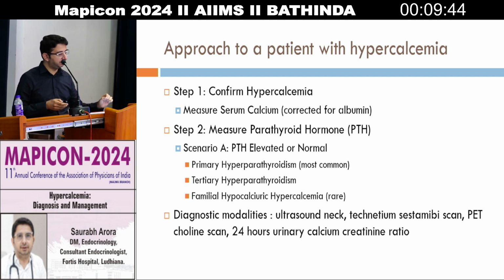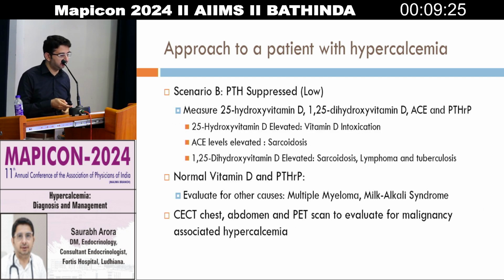But in familial hypocalciuric hypercalcemia, the calcium level will be mildly raised, up to 11 or 11.5, and the patient will have a history of long-standing hypercalcemia. If you have a calcium level of 13 or 14, FHH is out. It's primary hyperparathyroidism. We need not even go for the 24-hour urinary calcium creatinine ratio.